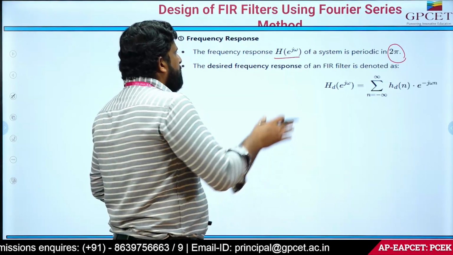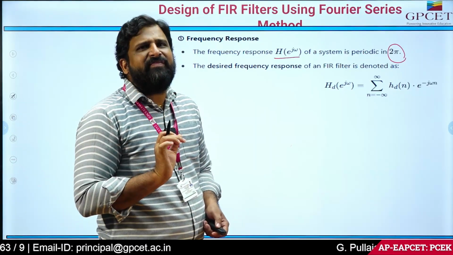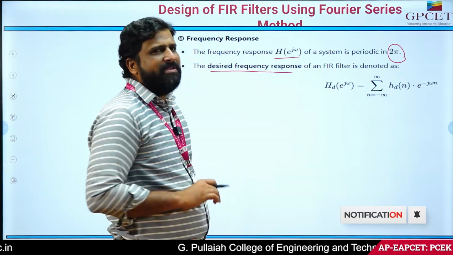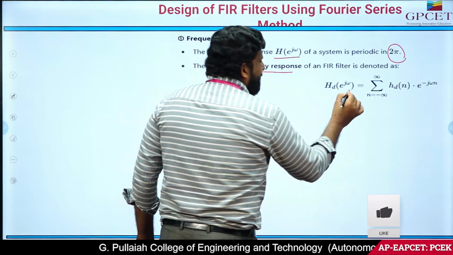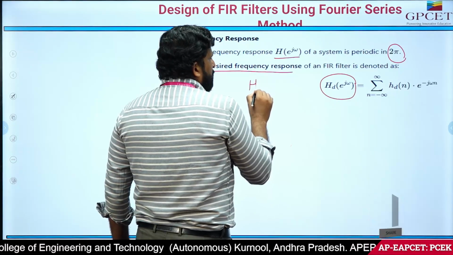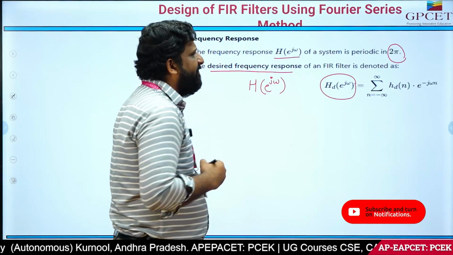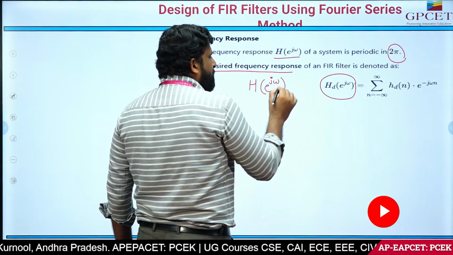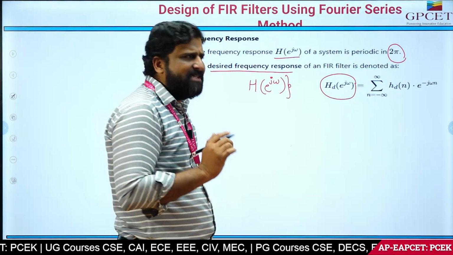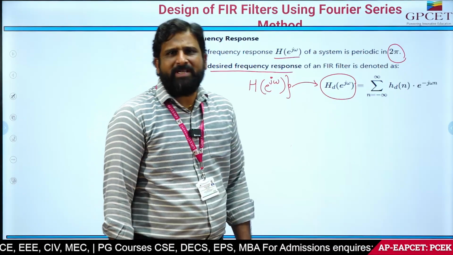In that particular system frequency response, I have taken one desired frequency response, and I am denoting it as Hd of e power j omega. First of all, I have taken the total frequency response of an FIR system, which is H of e power j omega. In this total H of e power j omega, I am taking the desired frequency response of an FIR filter, and I am denoting it as Hd of e power j omega.